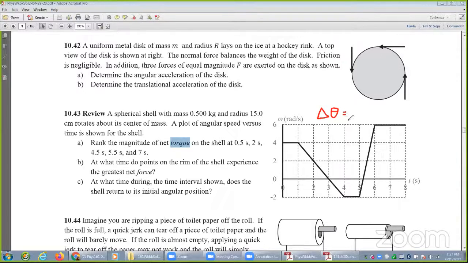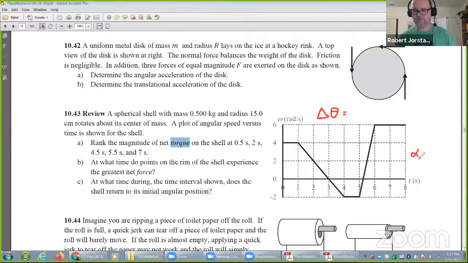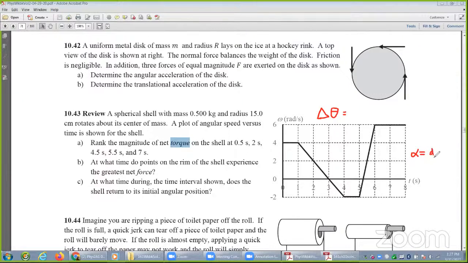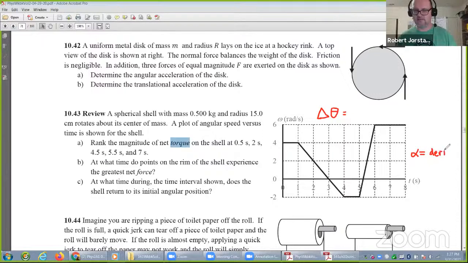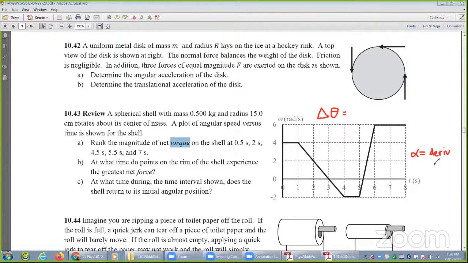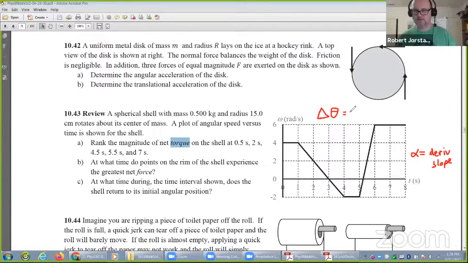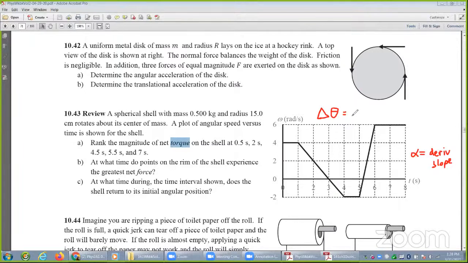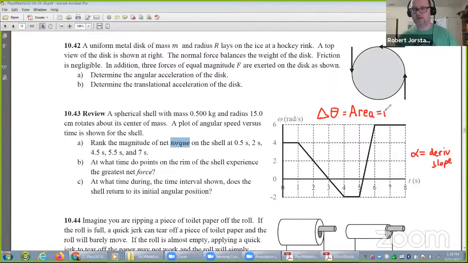What else can you get from an omega plot? Alpha. Okay. And how do you get alpha? Alpha would be the derivative, which is the same thing as saying the slope. Slope, right? And then how do you get delta theta, just so I have it? It's the integral, or the area, right? So if we needed to get torque, notice you could get one piece of information for sum of torques equals I alpha from an omega versus t plot.